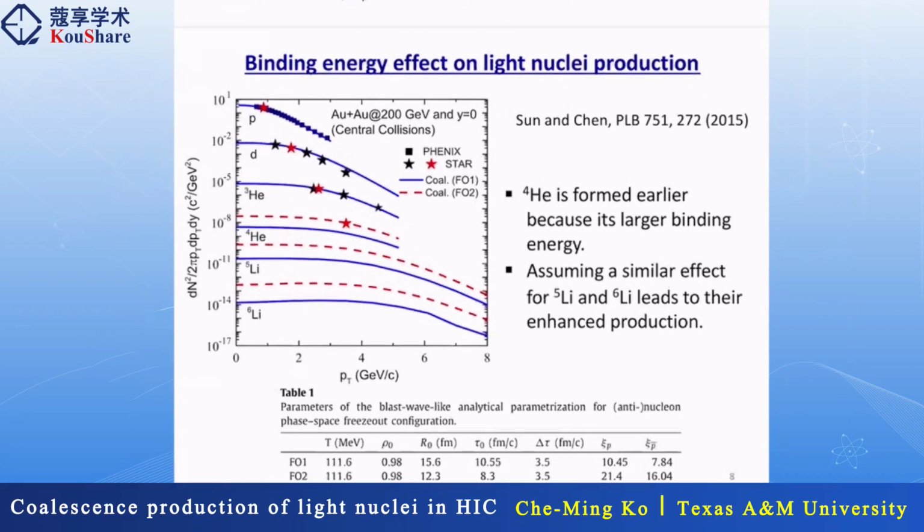Right, so the red one is FO2, which means you have a smaller radius. FO1 is the blue one, and it's lower than the measured alpha particle. That's a larger radius. Because they claim the alpha particle, whose binding is larger, may be produced earlier, even in the coalescence model. I think that's a very interesting idea, right? Then they said that if you apply the same idea, you can expect to enhance the production of lithium-6, lithium-5, and so on, right?